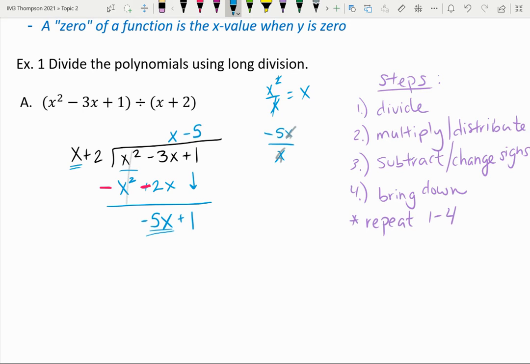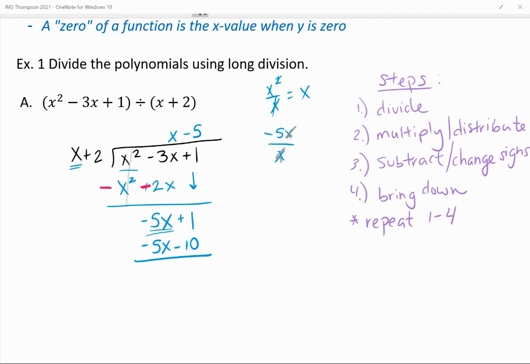And I distribute. So now I'm multiplying negative 5 times x plus 2. Negative 5 times x is minus 5x. Negative 5 times 2 is minus 10. I changed the signs. So I had minus 5x minus 10, and I'm going to change them both to plus.